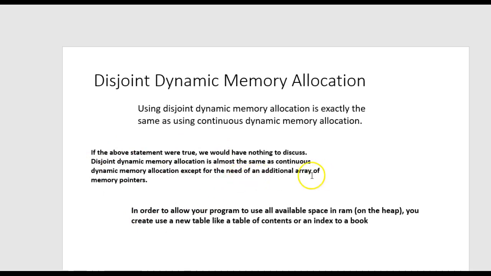But in order for this to do what we're trying to make it do, disjoint dynamic memory, we're going to need a second array of memory pointers. In order to allow your program to use all available space in the RAM, meaning on the heap, you need to create a new table, like a table of contents or an index to a book.